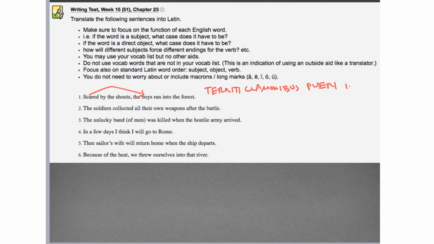Pueri in silvam cucurrerunt. All right. So nominative plural to agree with pueri. Ablative clamoribus, going with territi. So scared by the shouts, the boys, cucurrerunt, perfect, into the forest, an accusative because of that into, the motion. And I will leave the rest for you.